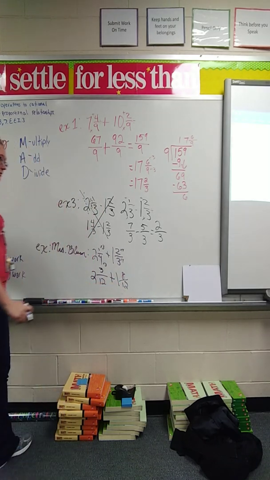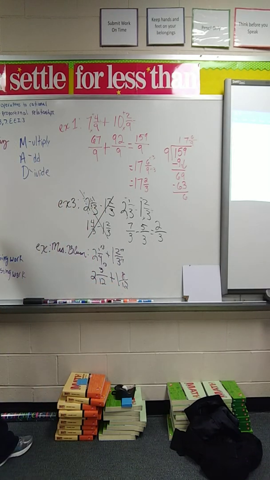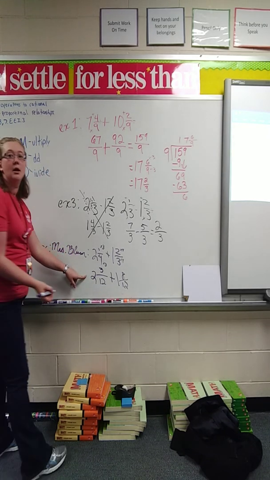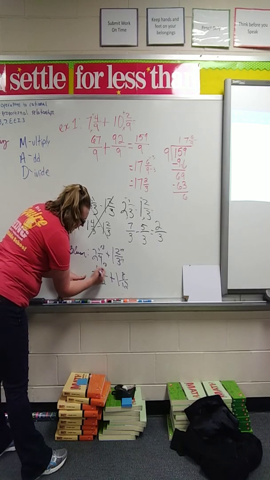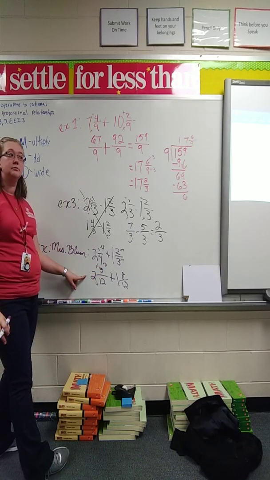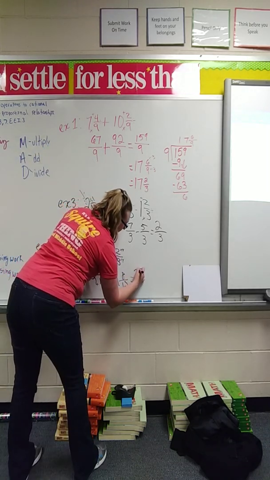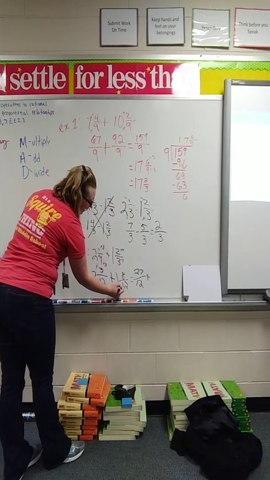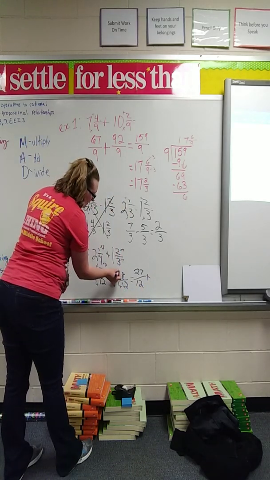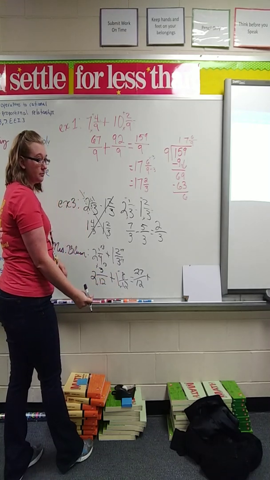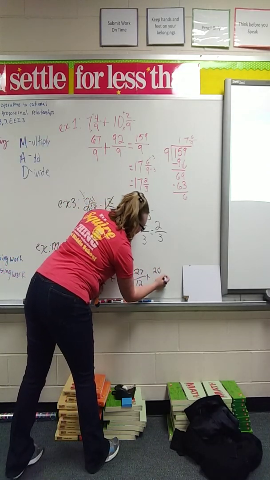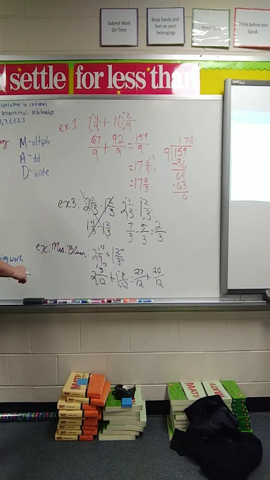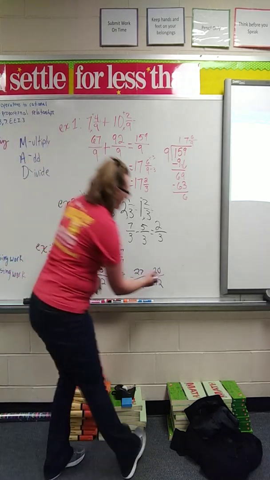1 and 8/12. Now I need to get MAD. 12 times 2 is? 24. Plus 3 is? 27 over 12. Plus 12 times 1 is? Plus 8. 20. We divide that by? 12. Okay. What is 27 plus 20? 47.